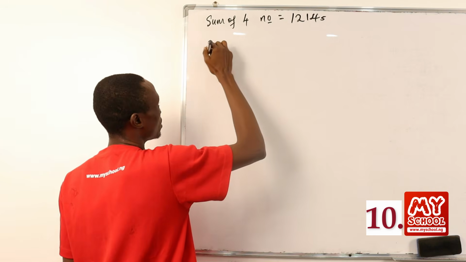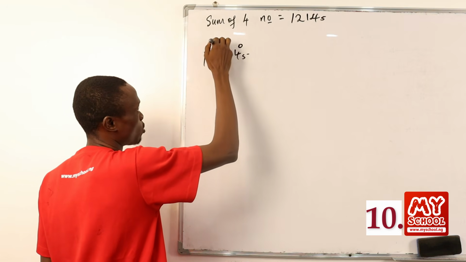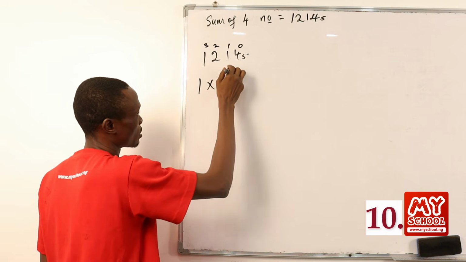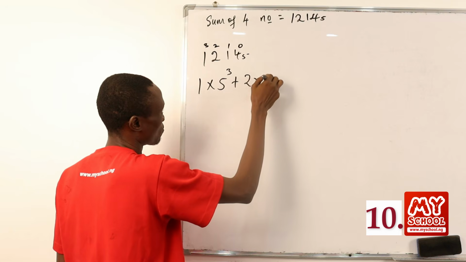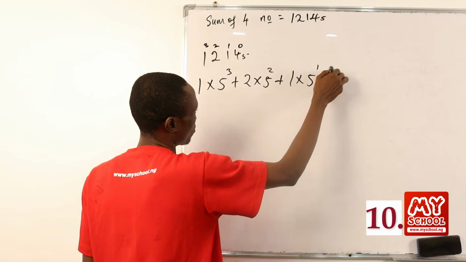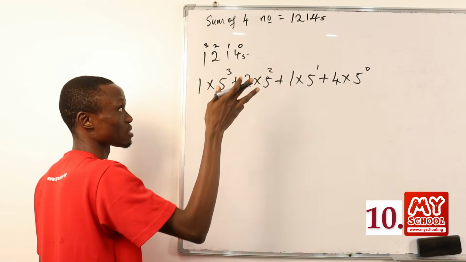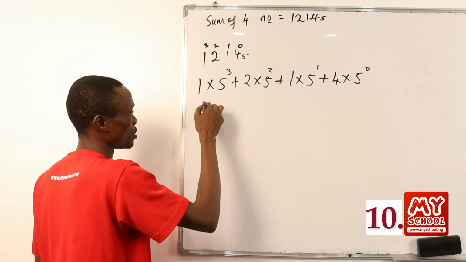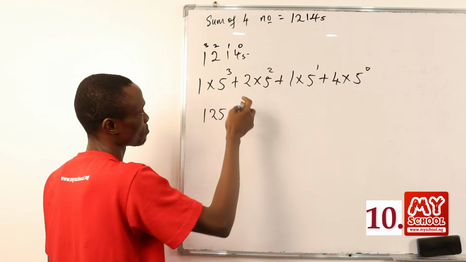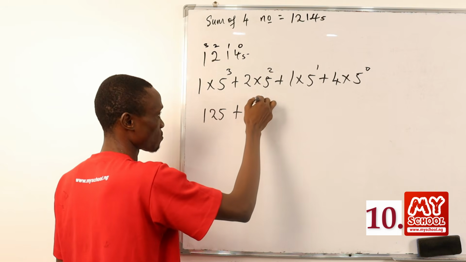To convert this to base 10, I think it's one of the easiest things to do. Here will be 0, here will be 1, here will be 2, here will be 3. So here we'll be having 1 times 5 raised to power 3 plus 2 times 5 raised to power 2 plus 1 times 5 raised to power 1 plus 4 times 5 raised to power 0. 1 times anything is that thing. So 5 raised to power 3 is 125, that is 25 times 5. While 2 times 5 raised to power 2 is 25 times 2, that is 50.